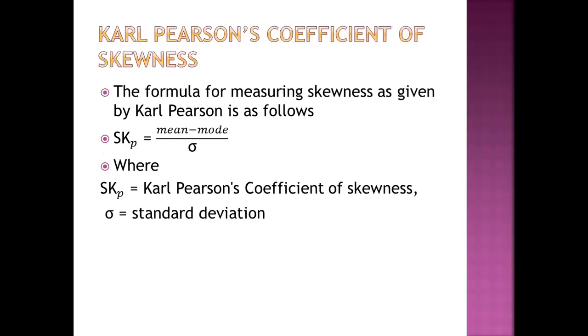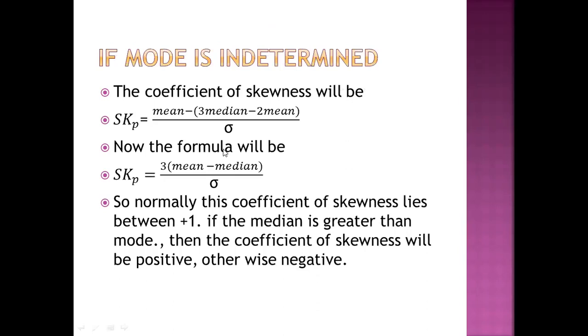So first we will see the Karl Pearson coefficient of skewness. This is the formula showing mean minus mode divided by the standard deviation. If mode is indeterminate, then the formula will change a little bit. The formula will be 3 times mean minus median divided by standard deviation.